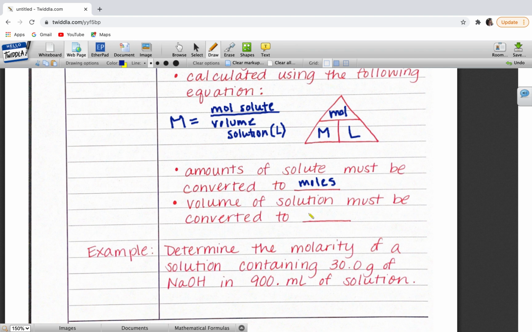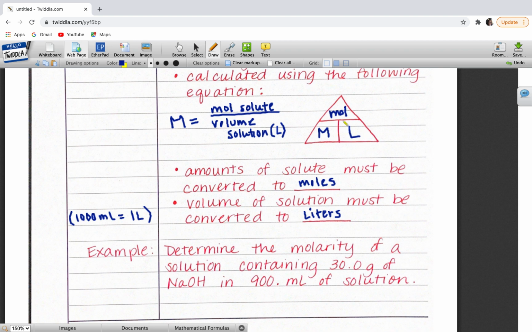Volume of solution must be converted to liters. Now, often in the lab, we do small scale experiments where we're measuring things in milliliters. And so I'm going to put this conversion factor out to the side in case you need to convert. 1,000 milliliters is equal to 1 liter. So you could use that conversion factor there to convert your milliliters to liters. But those are the units that must be in this calculation, okay? You have to have moles, you have to have liters.